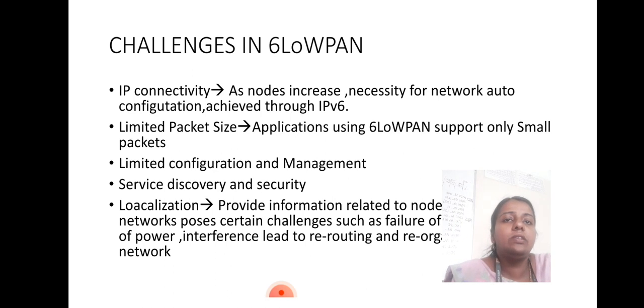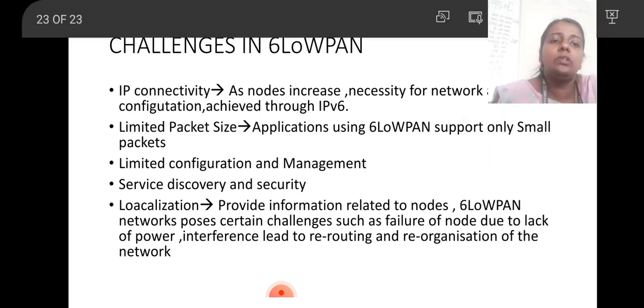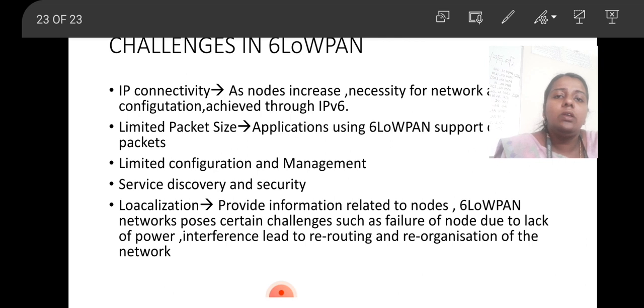So what are the challenges in 6LoWPAN? First one is IP connectivity. As the number of nodes increases, the necessity for network auto configuration can be achieved through IPv6. Next is limited packet size, that is, applications using 6LoWPAN support only small packets. Then limited configuration and management. The next challenges are service discovery and security. Next one is localization. This provides information related to nodes.